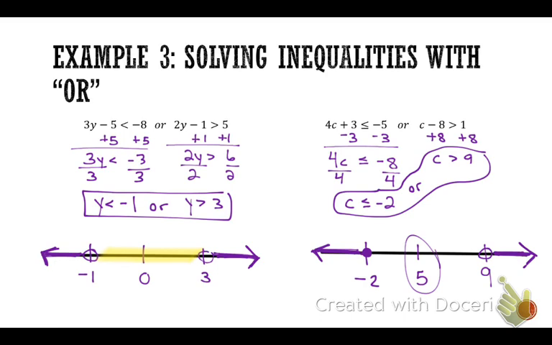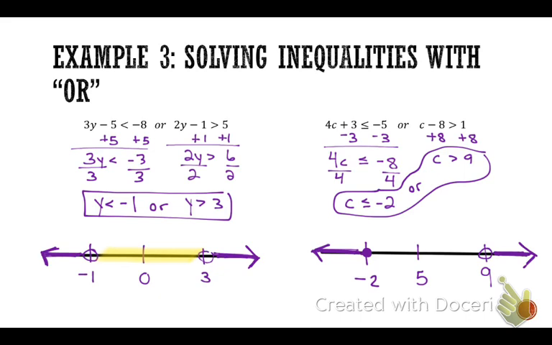It's not a solution. If I were to plug in any number in between these, remember my arrows are going out, showing me where my solutions are. If I plug in a number in between, let's say 5. What's 4 times 5? 20. What's 20 plus 3? 23. Is 23 less than or equal to -5? No. So take 5 up here. What's 5 minus 8? -3. Is -3 greater than 1? No. -3 is not greater than 1.